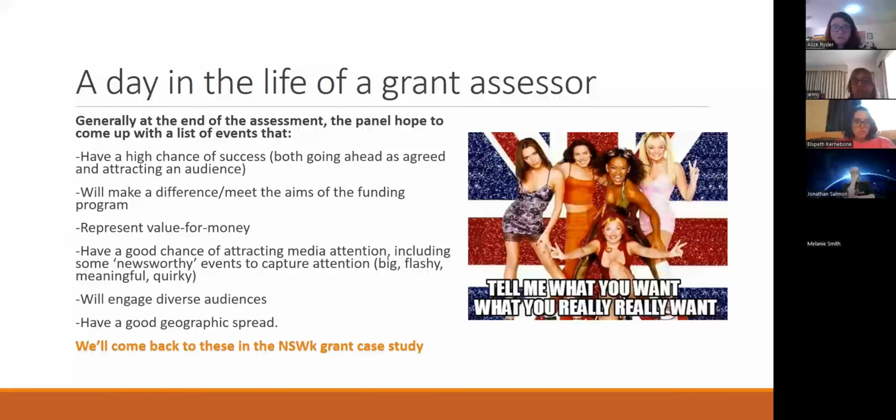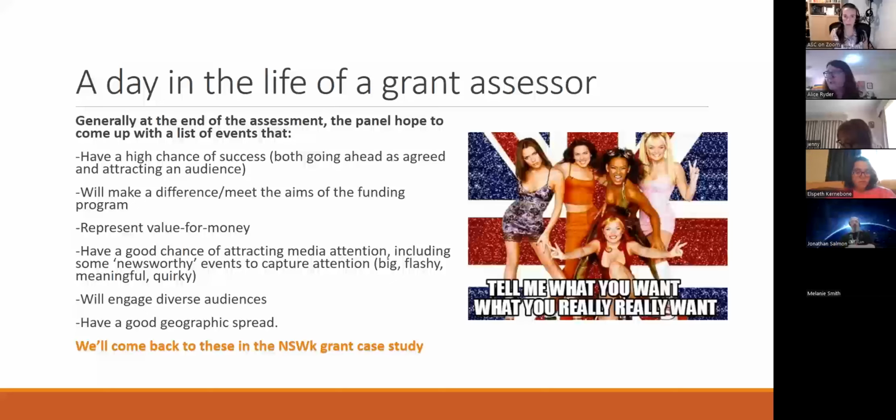So we want low risk events. If we're spending money, we really, really hope that the event will actually go ahead, and will go ahead pretty much as was promised. So that it will go ahead both in terms of actually happening and that it attracts the audience that it says it will attract.